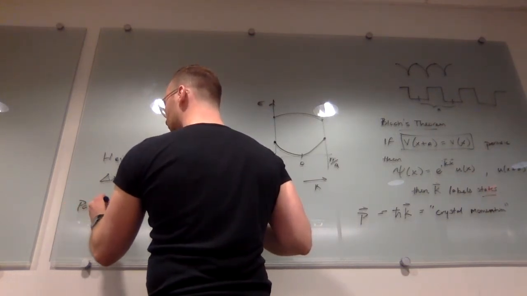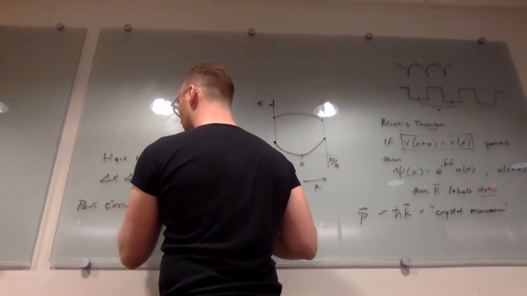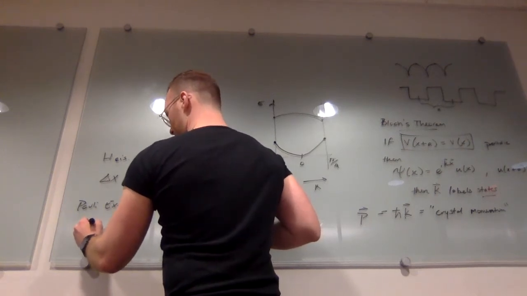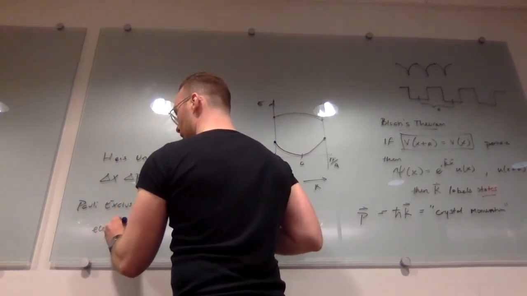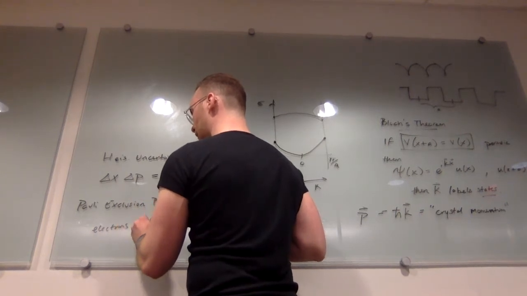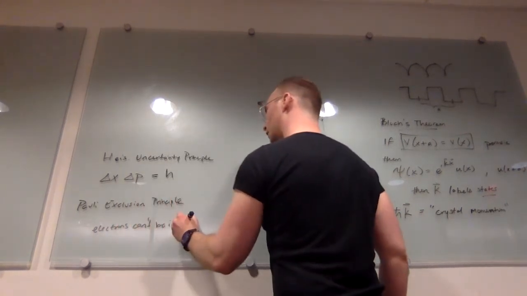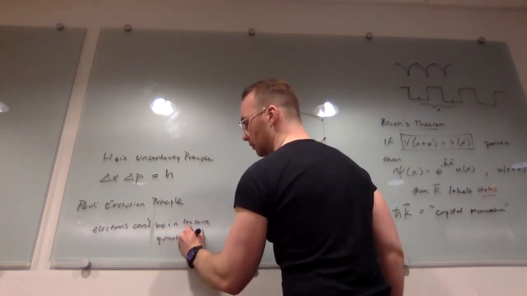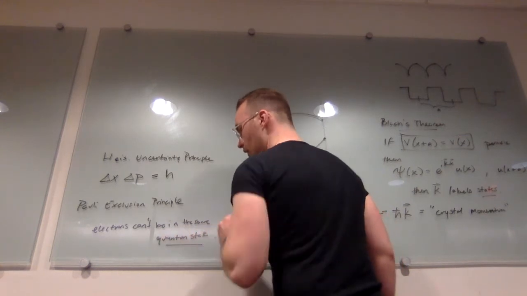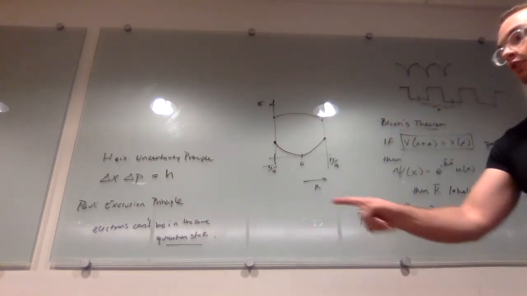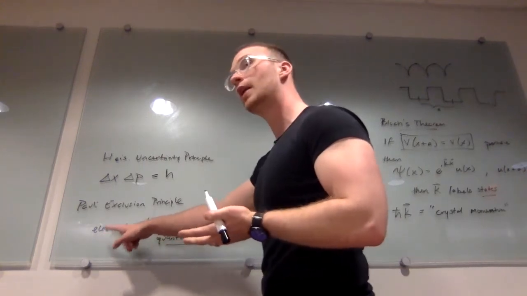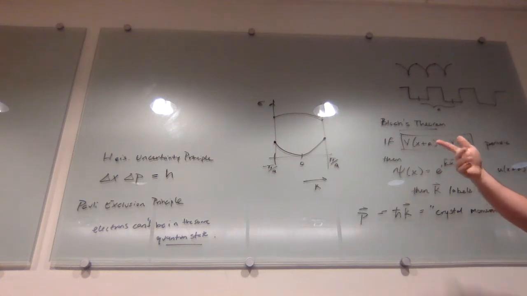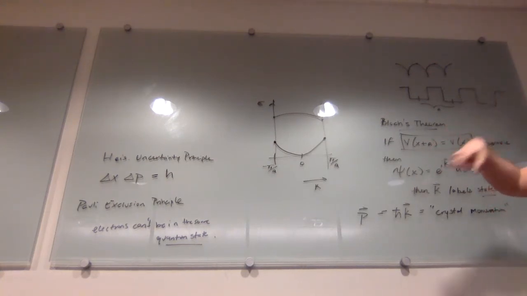Pauli exclusion principle, which just says that electrons can't be in the same quantum state. Or another way of saying that for electrons, because we know electrons are spin 1/2, that just means that 2 electrons can fit in each energy state, because the full state involves the spin, and they're actually all in different states.